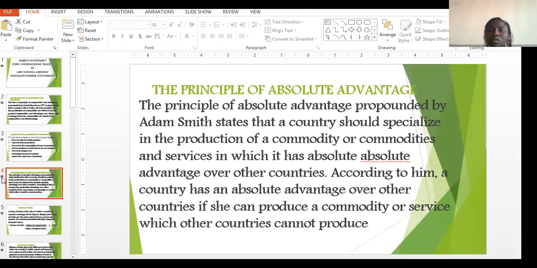Now, please take notes. The law of comparative cost advantage was propounded by David Ricardo, while the principle of absolute advantage is propounded by Adam Smith. Please don't mix it up. Sometimes in the exam, they give you this question and they put the two names. So if you are not careful, once you just see comparative, you see advantage, you might be tempted. So please be sure. Comparative cost advantage is David Ricardo, while absolute advantage is Adam Smith.